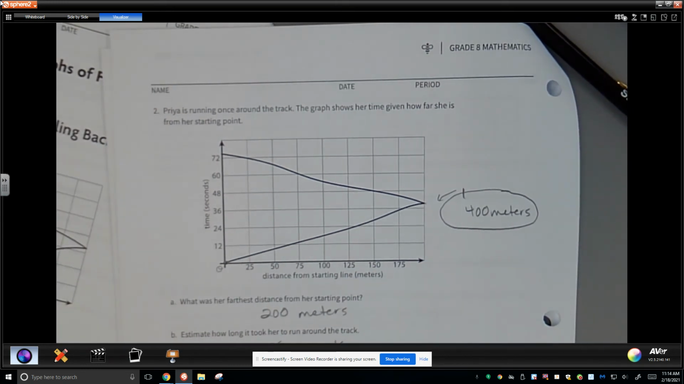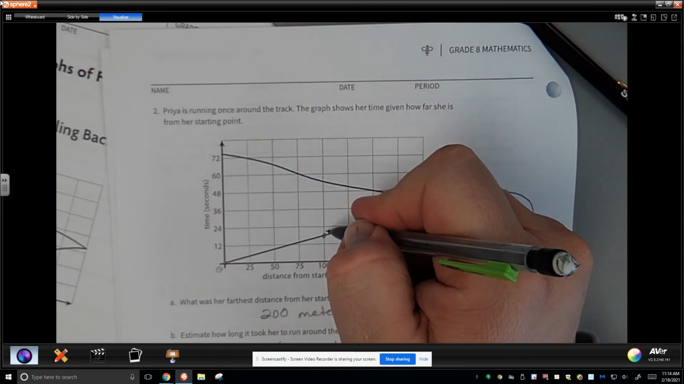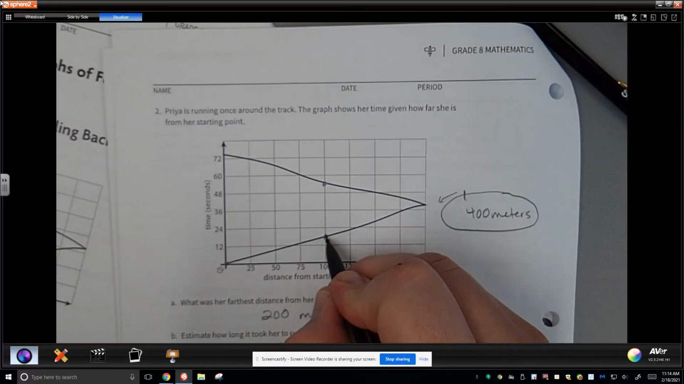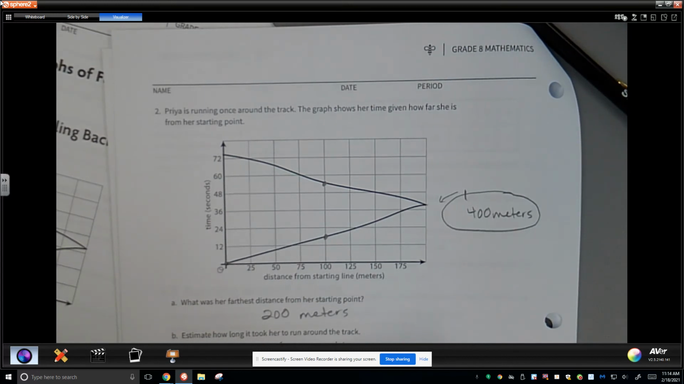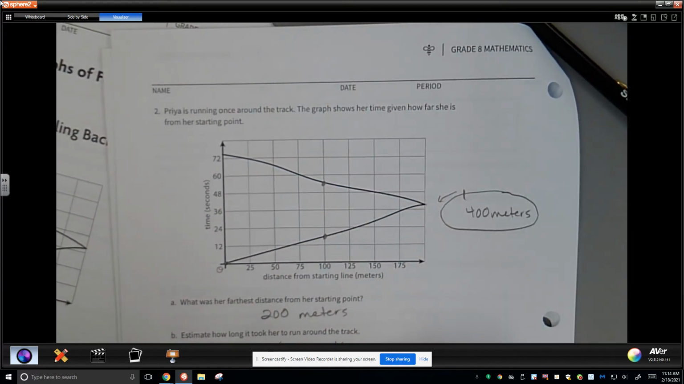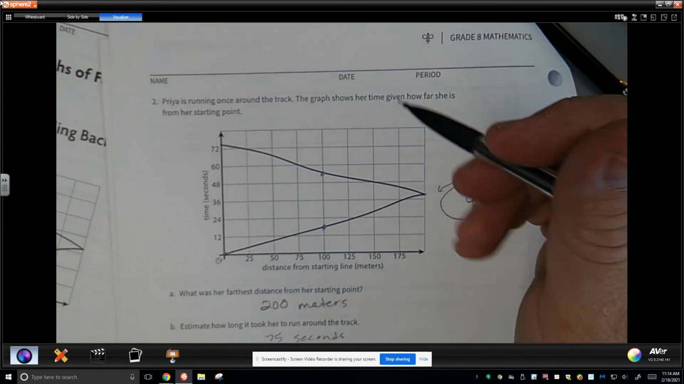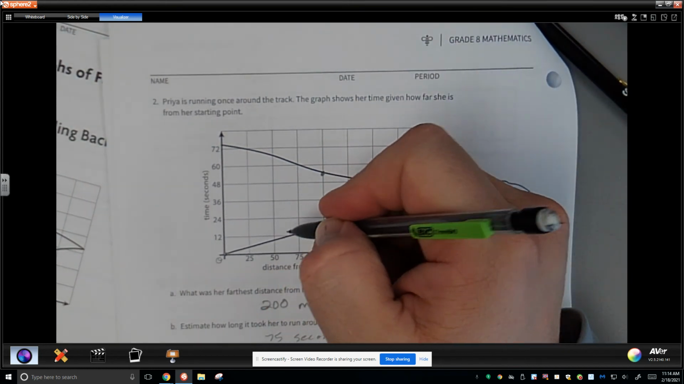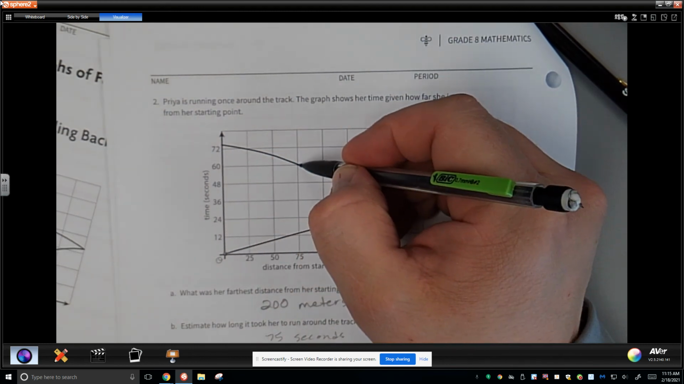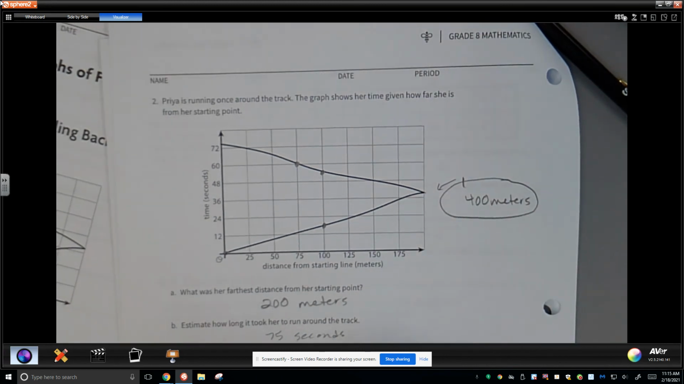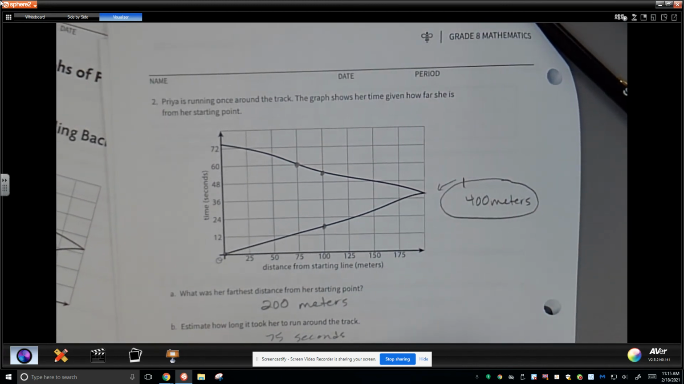And when she was 100 meters from her starting point, it is a problem because we have 2 different points. At this point right here, when is she 100 meters from her starting point? It looks like 13 seconds and probably like 50-ish seconds. I'll explain why that's a problem here in a second. Estimate how far she was from the starting line after 60 seconds. Well, once we get after 60 seconds, we can take this one right here, come to the line, and it looks like she was 75 meters from the start.